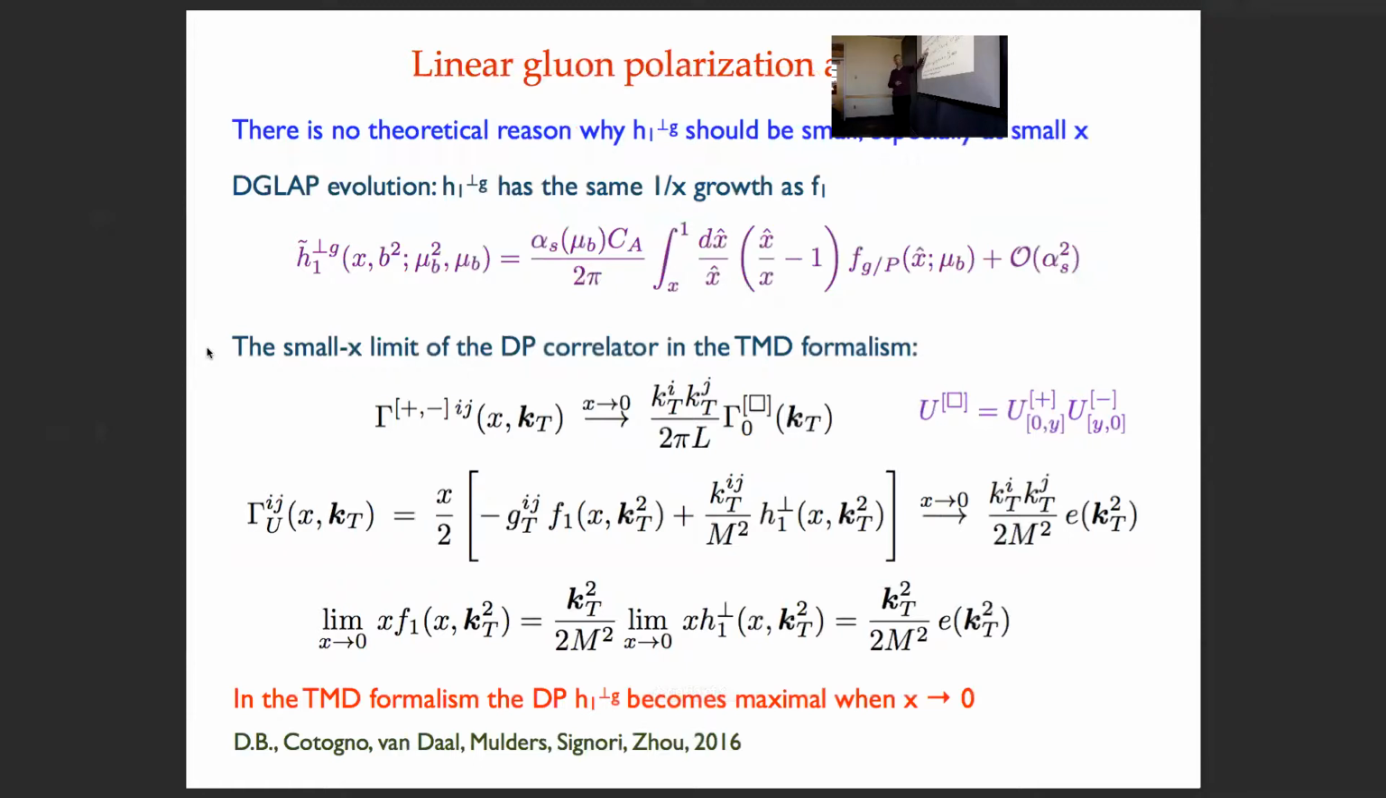So if you have the generic, for plus minus you can see it like this. You have plus minus, and these ij give you the photon polarization, gluon polarization. This is epsilon_i, epsilon star_j, or something like that. If you take this limit, you see that it becomes proportional to kt_i kt_j, and that is maximal polarization.